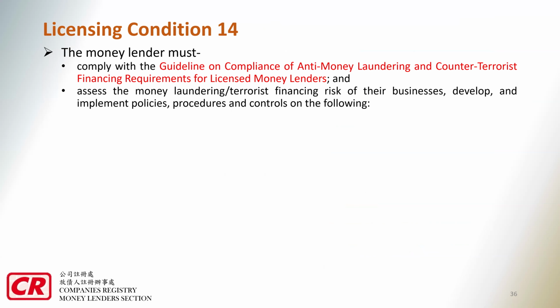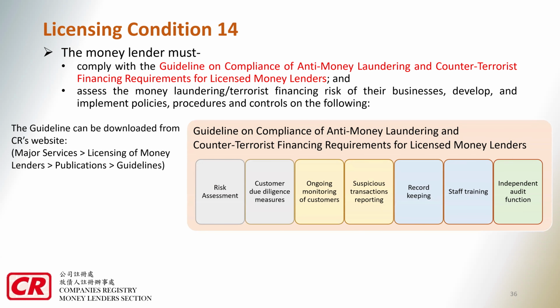And under licensing condition 14, the moneylender must comply with the guidelines on compliance of anti-money laundering and counter-terrorist financing requirements for licensed moneylenders and must assess the money laundering and terrorist financing risks of their businesses, develop and implement policy, procedure, and control on the following areas, including risk assessment, customer due diligence measures, ongoing monitoring of customers, suspicious transaction reporting, record keeping, staff training, and independent audit function. The guideline can be downloaded from the Companies Registry website.